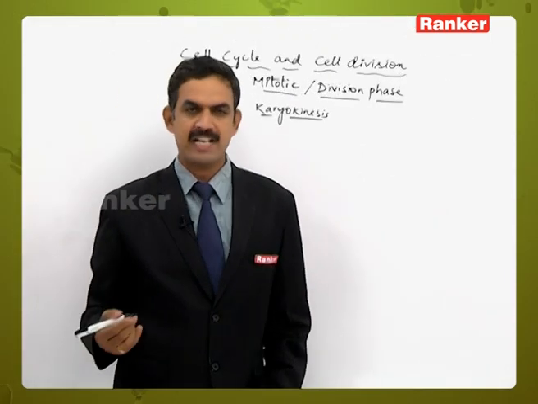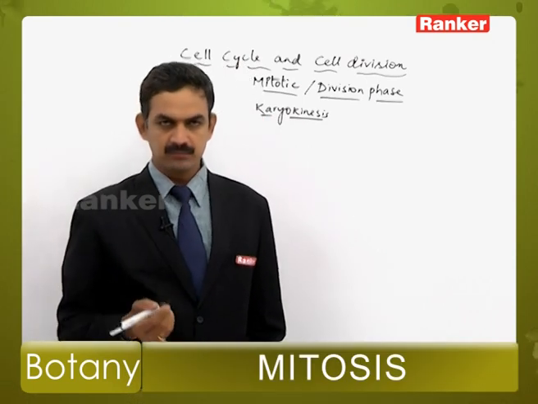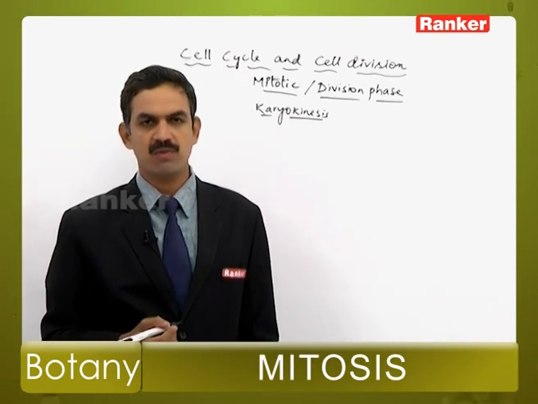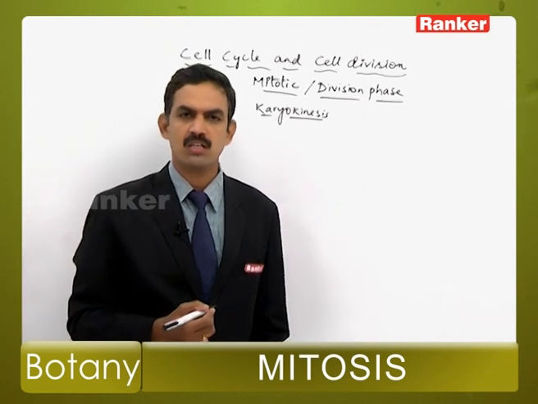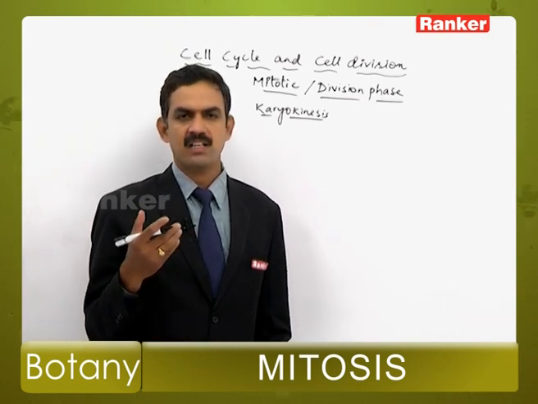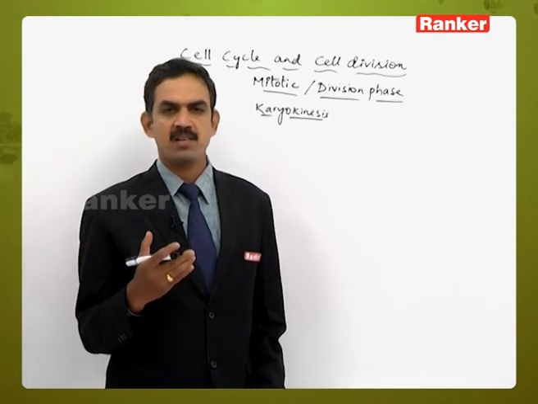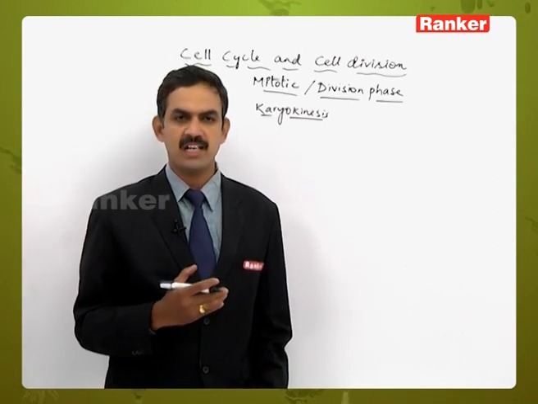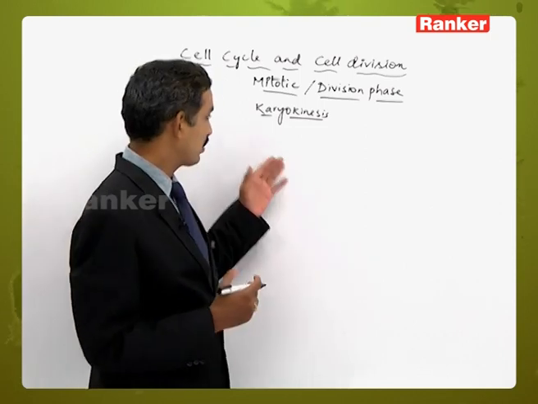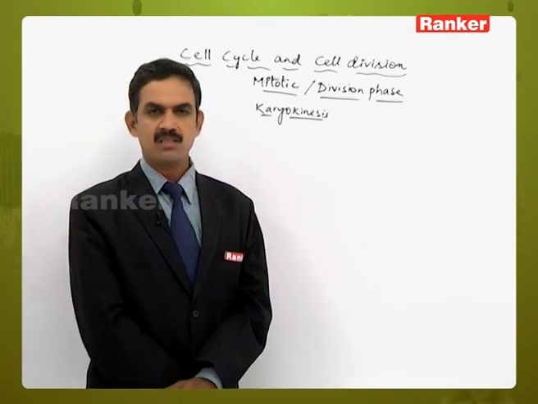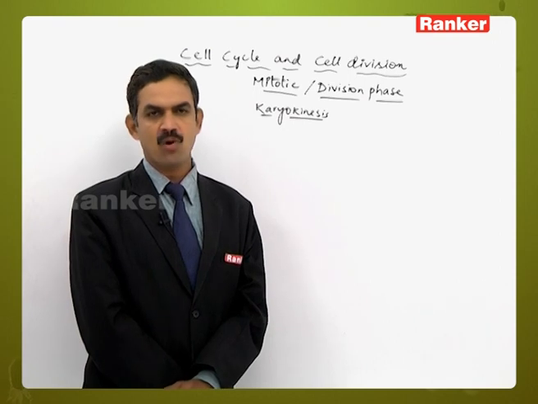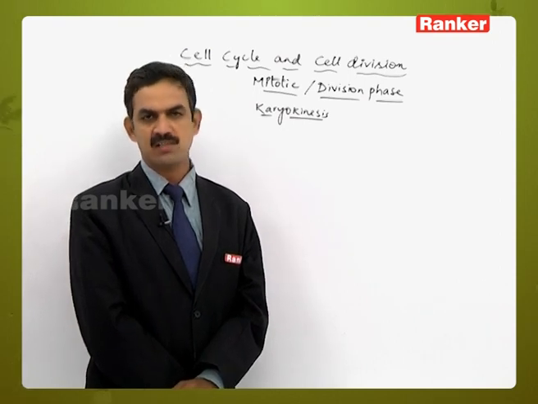Karyos means nucleus, kinesis means division. So in karyokinesis, the nucleus will divide to form two daughter nuclei. Whatever the condition of the nucleus present in the parental cell, the same quantity and quality of chromosomes is maintained in the daughter nuclei also. Likewise, one parent nucleus is divided to form two daughter nuclei in the karyokinesis process.